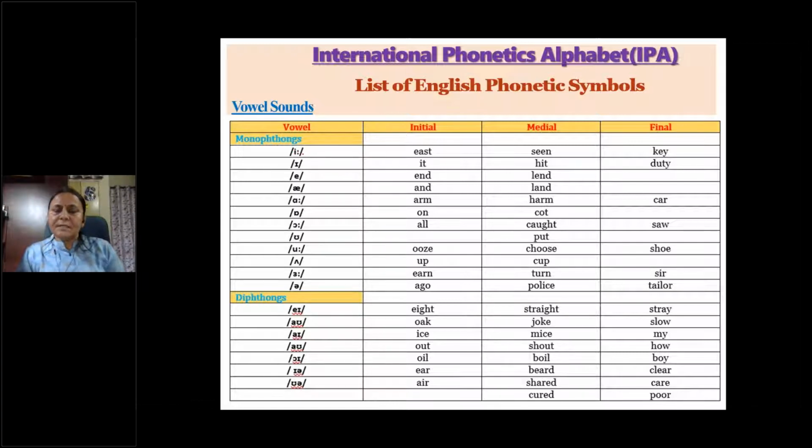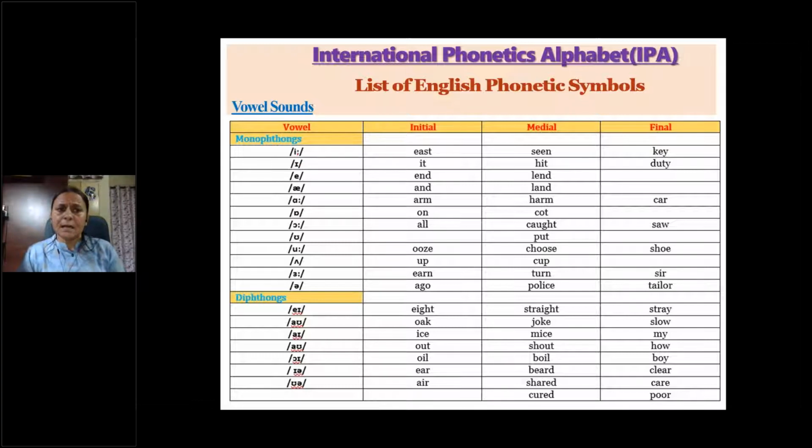These symbols represent a particular sound, and this is the pattern of writing sounds in the English language. If the slashes are not there, it is not a sound symbol. So slashes are compulsory. These are the symbols for the English sounds that we have to definitely check.